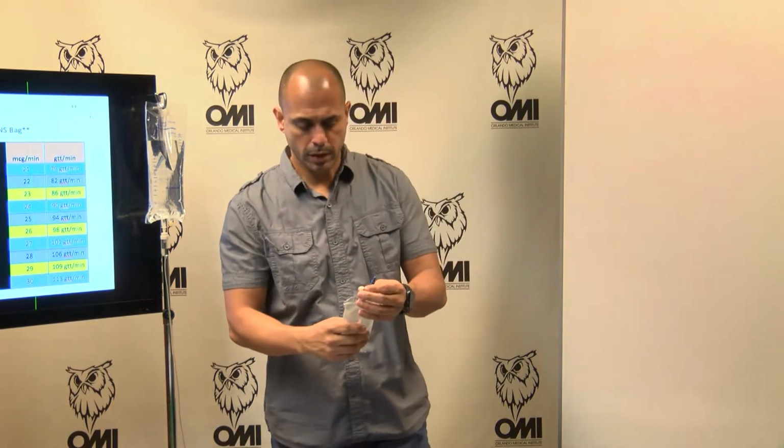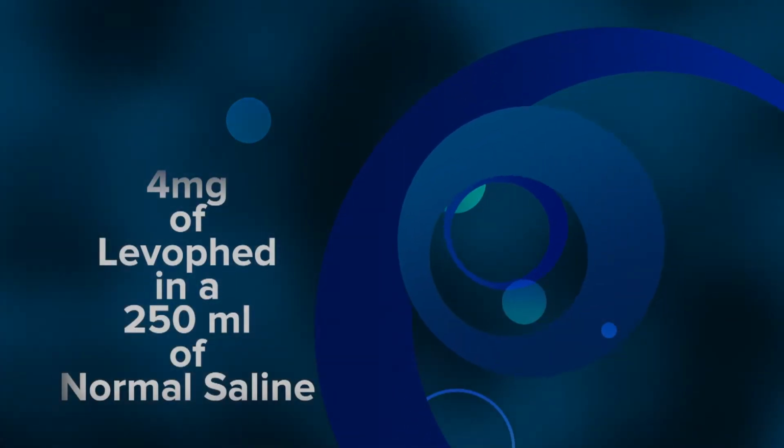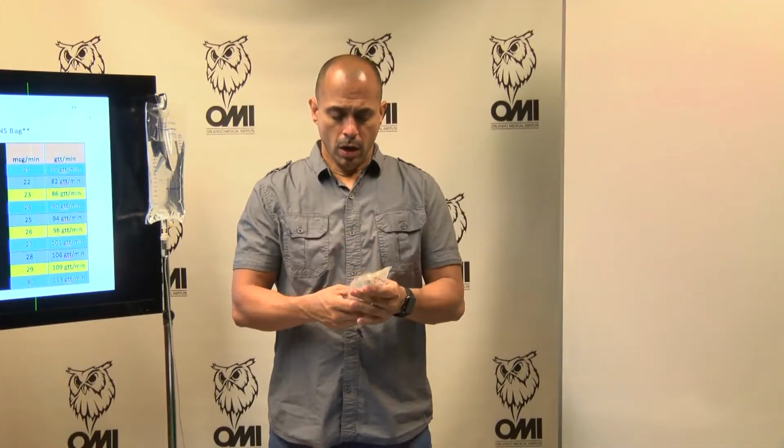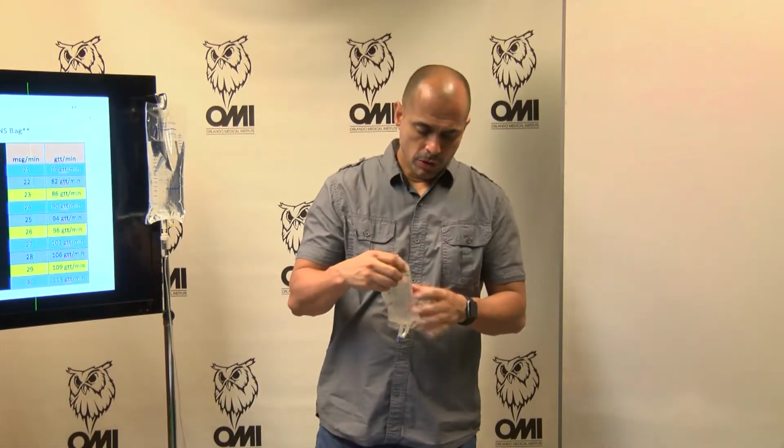My needle is secure on that syringe. Now what I want to do is label this bag. I want everybody to know that this is a 250 bag with 4 milligrams of Levophed. So I'm going to put Levophed, my concentration, which is 4 milligrams in a 250 bag. Okay. Shake it up, make sure it's good to go, check the expiration date.